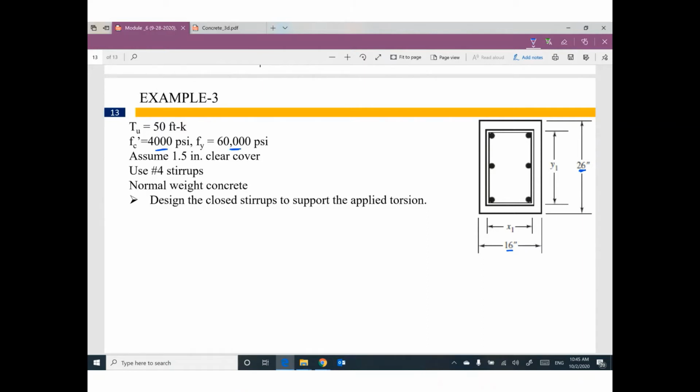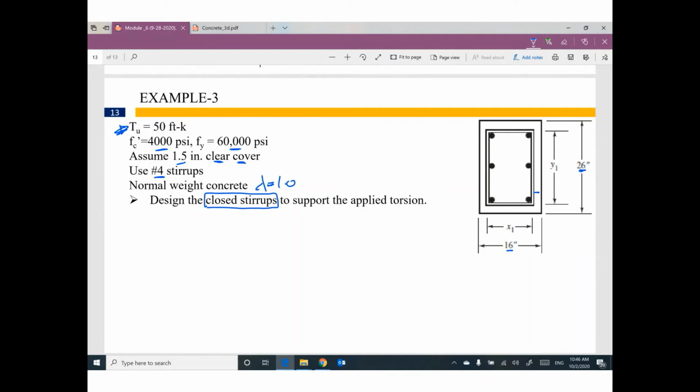The clear cover, meaning this clear cover, is 1.5 inch. The problem suggests to use number 4 as stirrups. Normal weight concrete, that means lambda equal 1. That makes sense. Please design closed stirrups to support this torsion. Do you remember? I told you before, stirrups for torsion are special stirrups. They must be closed stirrups for torsion.